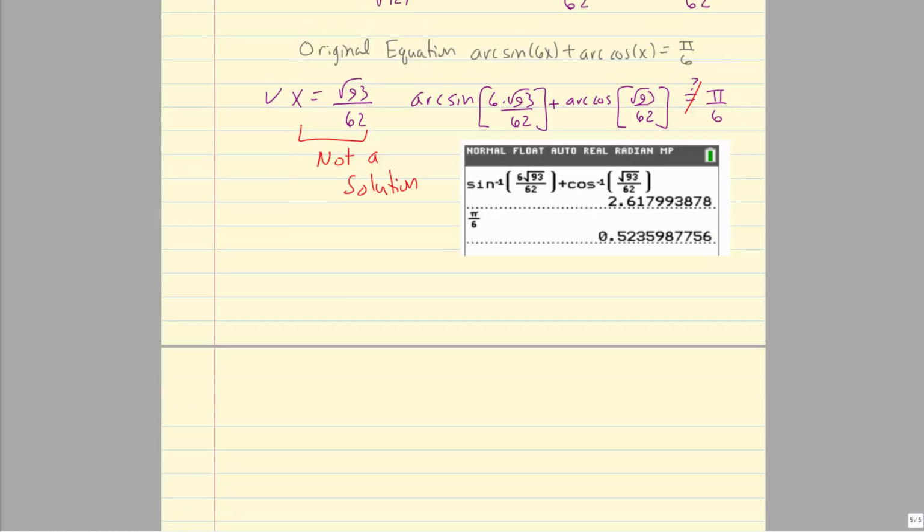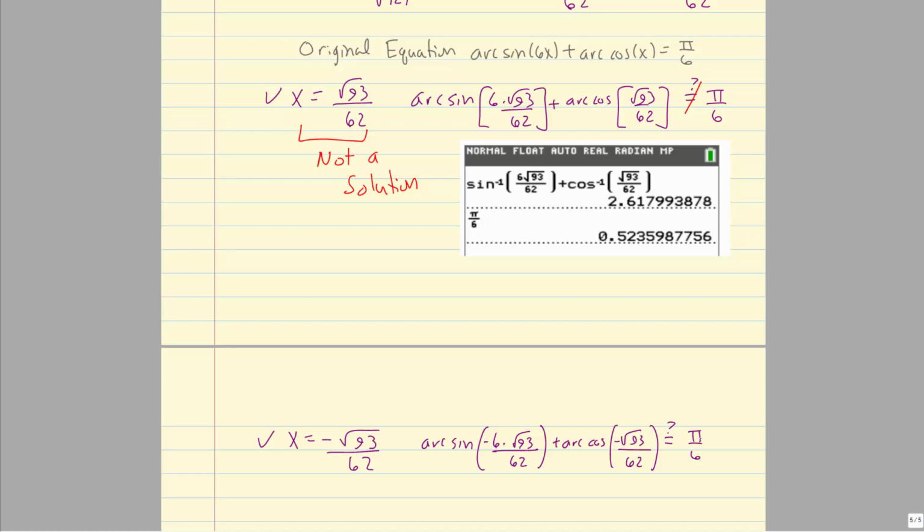Okay, so now I check the next one. So now I will go ahead and check x equal negative square root of 93 over 62. Plugging that in would look like arc sine of 6 times root, I'll put the negative out front, negative 6 root 93 over 62, plus arc cosine of square root of 93, and again we're checking the negative, 1 over 62. And I'm wondering, is this equal to pi over 6?